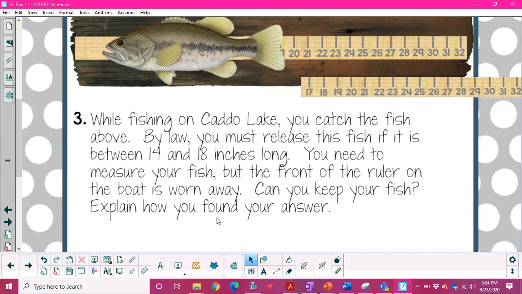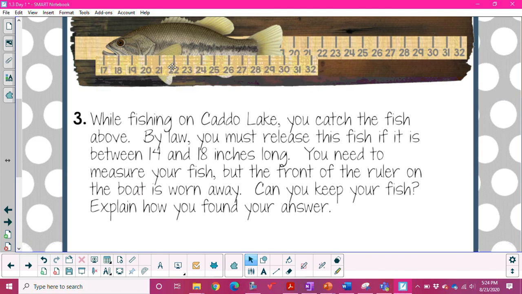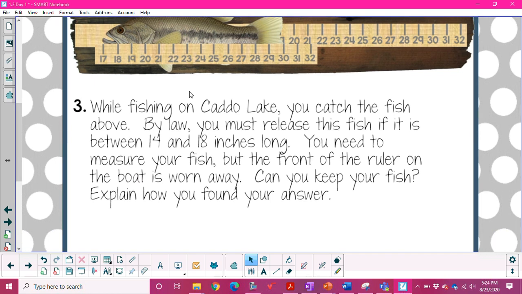What you would do is take your fish and use the part of the ruler that you do have. So for example, if I take this ruler right here, I can see from mouth to fin is from 17 to 30. Let me scroll down a little bit. I could ask, what is the difference in those two numbers? I could say the absolute value of 17 minus 30, which is 13. So it's 13 inches. Can you keep your fish? Yes, you can keep your fish.